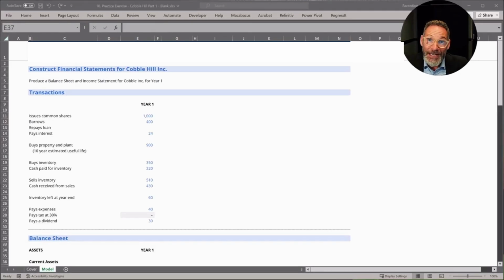I'm super excited that we're now going to build on what we've done, and we're going to build both an income statement and a balance sheet for a company that I'm going to call Cobble Hill Inc.